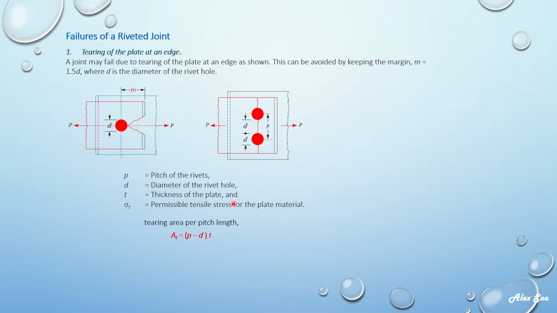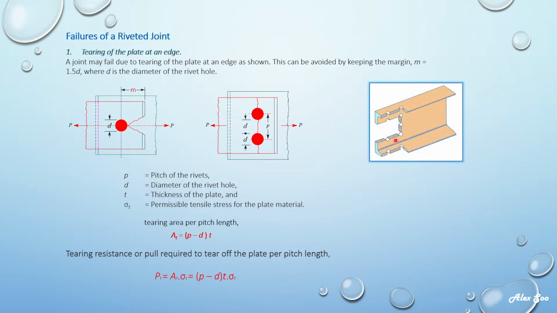So if you want to measure the strength, that means the force or the load, you can just take stress times area. This is the force or the load. So the area that we got will be this, multiplied by the stress, so you get the load. This will be the tearing of the plate, one of the failure modes.